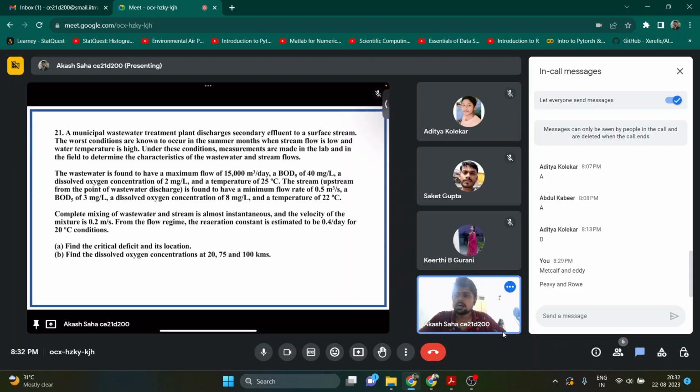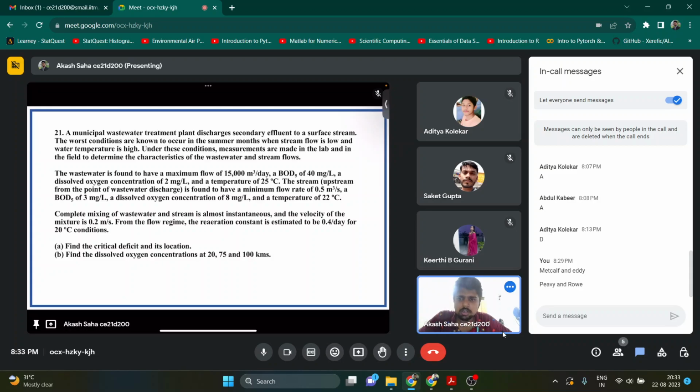It says that a municipal wastewater treatment plant discharges a secondary effluent into a surface stream. So we have a surface stream, and over it a municipal secondary effluent is being discharged. It says the worst conditions are during the summer month, when the stream flow is low and the temperature is high. They have made some lab-scale measurements. The wastewater has a maximum flow of 15,000 meter cube per day, a BOD of 40 milligram per liter, and a dissolved oxygen concentration of 2 milligram per liter with a temperature of 25 degrees Celsius.